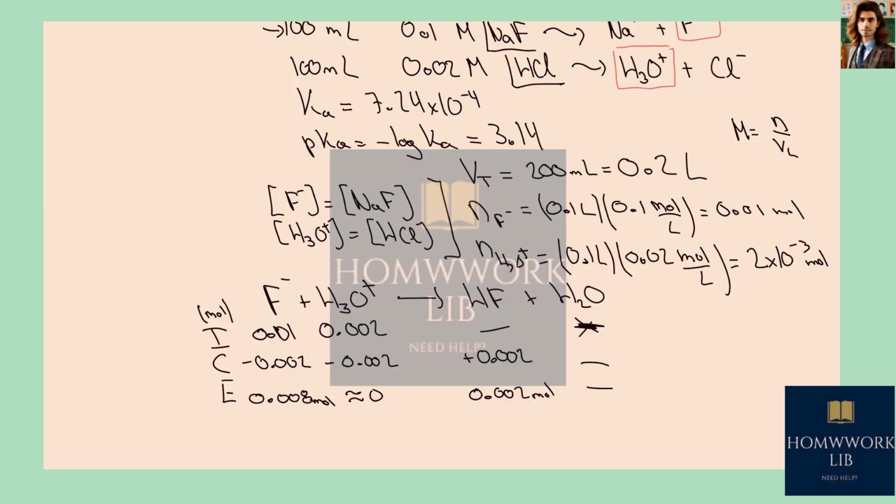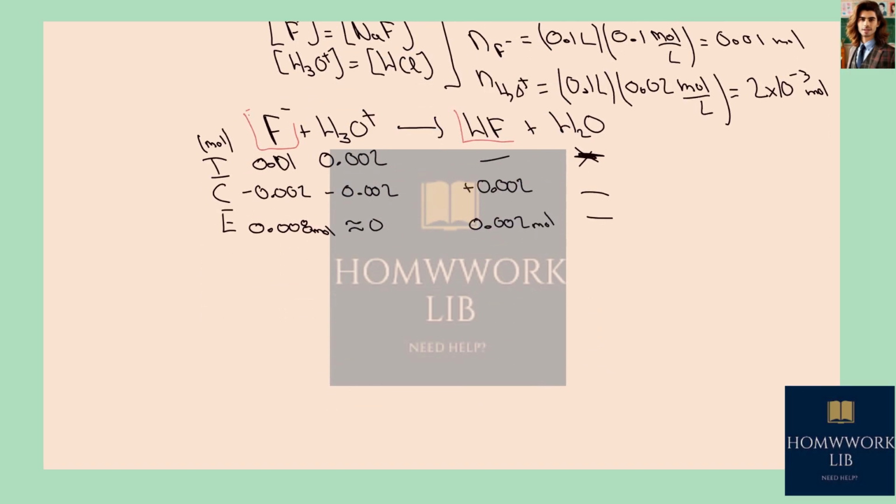In this case, we're going to have a buffer because we have an acid with its conjugate base present in solution. And in order to calculate the pH of a buffer solution, recall that pH is equal to pKa plus the logarithm of the concentration of the conjugate base. In this case, it's going to be the concentration of F minus divided by the concentration of the weak acid that we are dealing with.